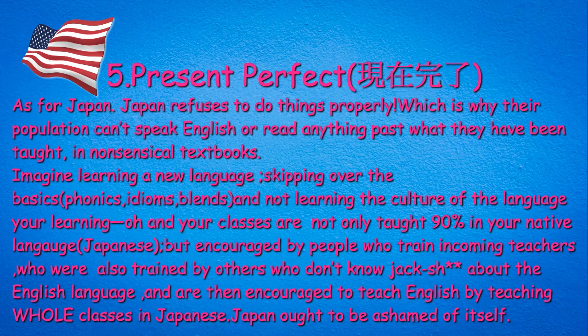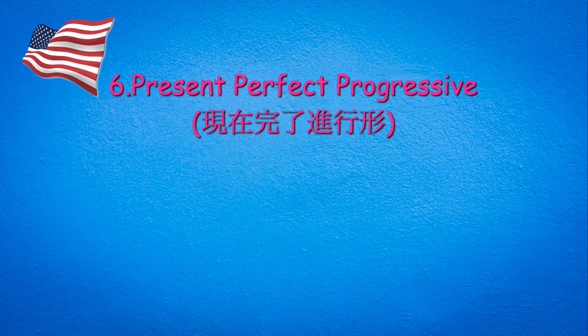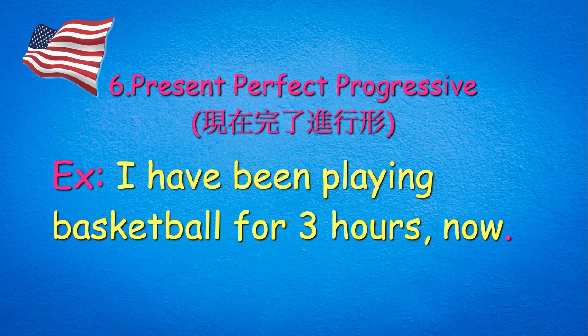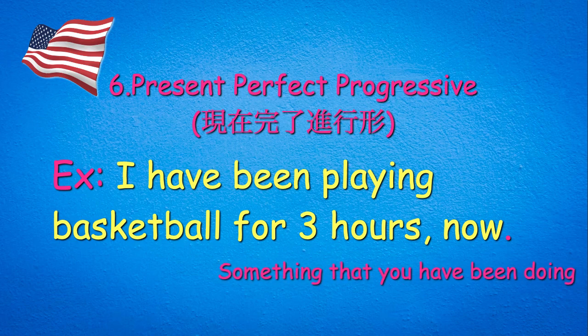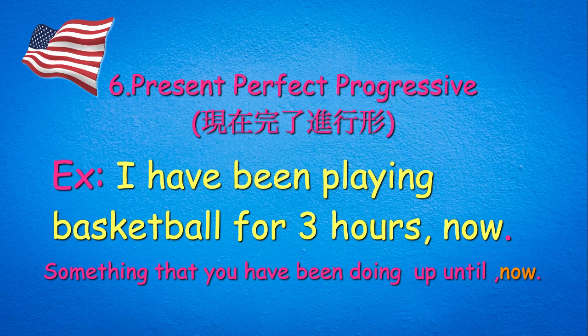Now, back to the slides. Number 6, present perfect progressive. Example: I have been playing basketball for 3 hours now. It's important to put "now." The present perfect progressive tense shows something that you have been doing up until now, up until this moment. In this case, you have been playing basketball for 3 hours now.